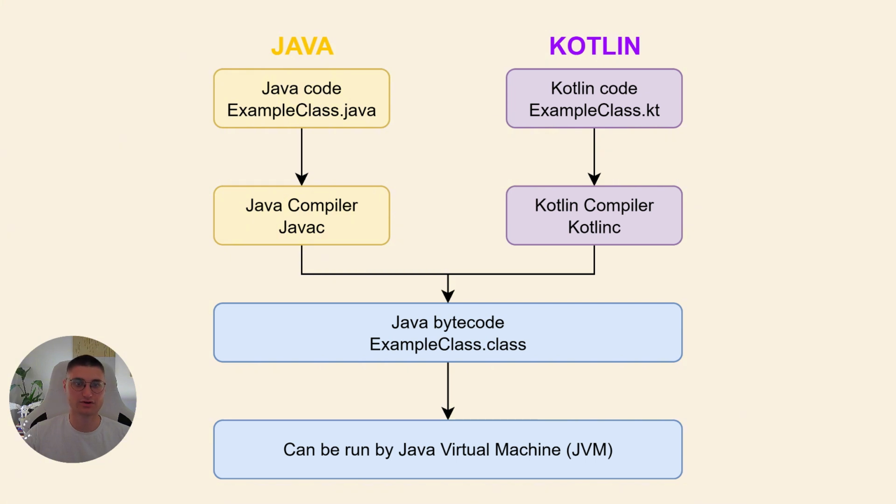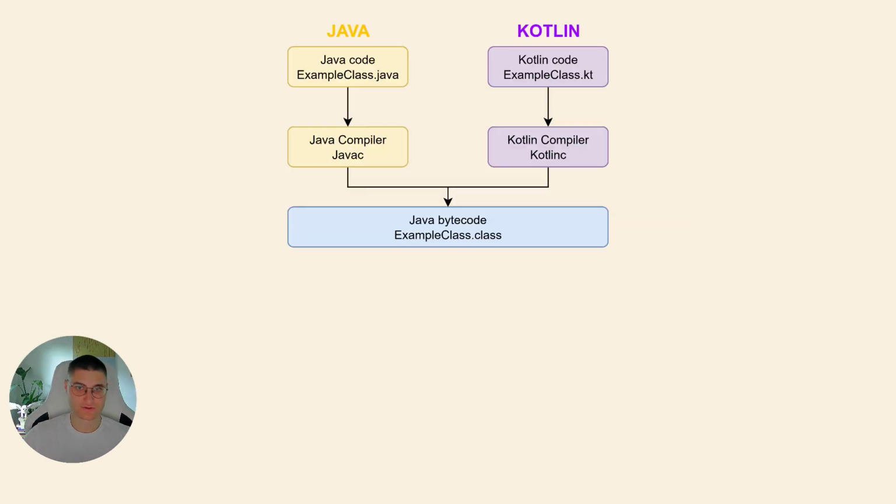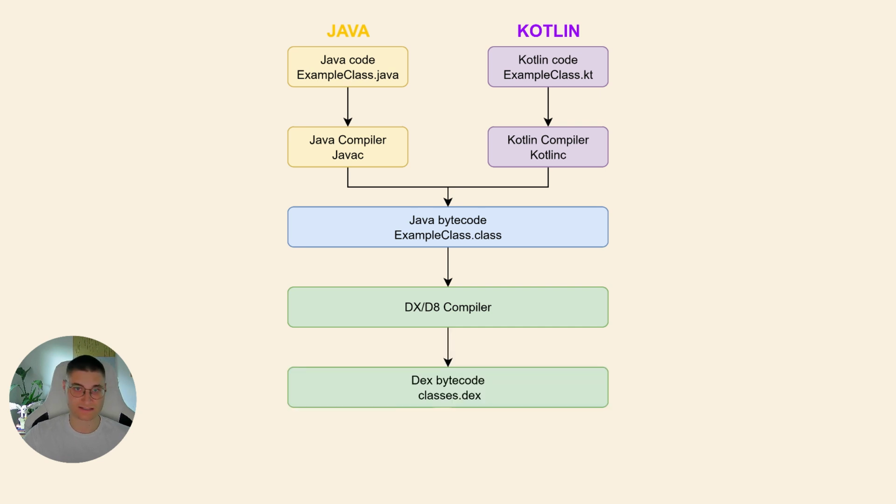However, Android does not run on the JVM. This bytecode needs further transformation by Android-specific tools. All files with .class extension are processed by DX on older Android versions and D8 on newer Android versions, DEXer tools, to produce one or more Dalvik Executable DEX files.